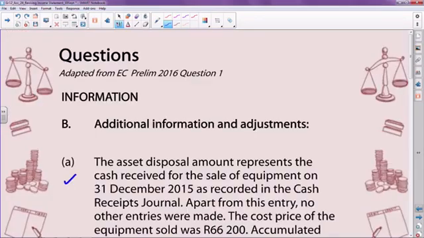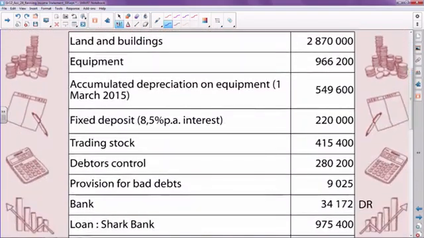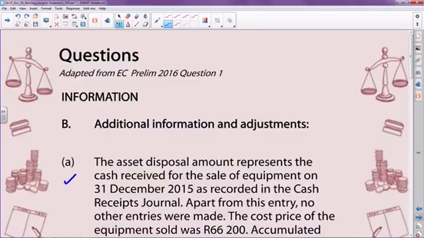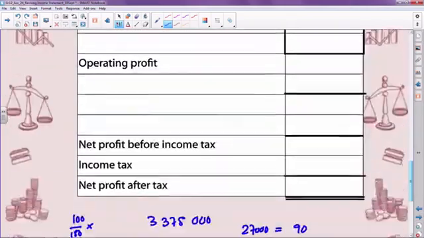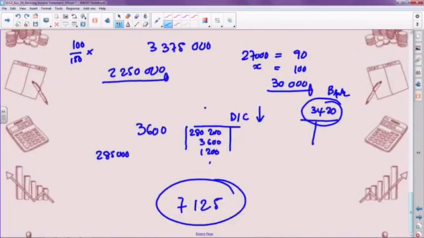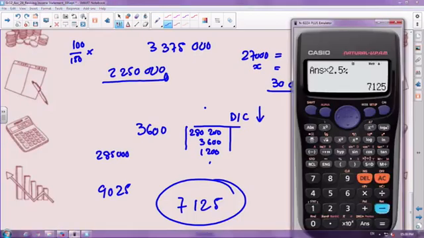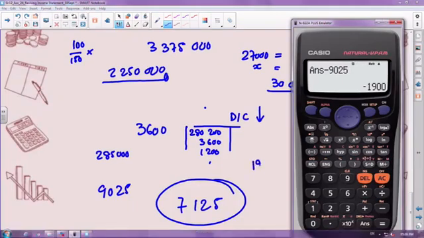Let me see what I have in my provision. Where's my provision for bad debts? I've got a figure of 9025. I need a provision of 7125, I calculated it, remember? 7125. So 9025 minus 7125, and that will be equal to 1,900.